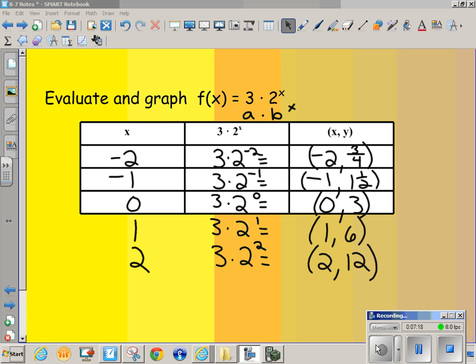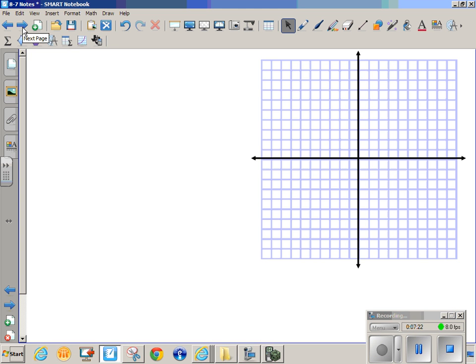Now, once we've seen the table, then you're going to come over here and you're going to graph the points. I know that it's not going to be easy because you're talking about very small fractions between integers, but I know you can do it. Once you have finished that, go ahead and start the video up and check your work.